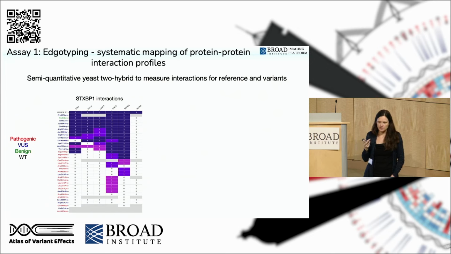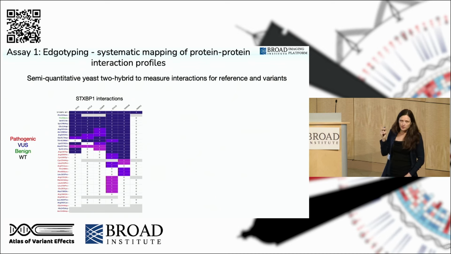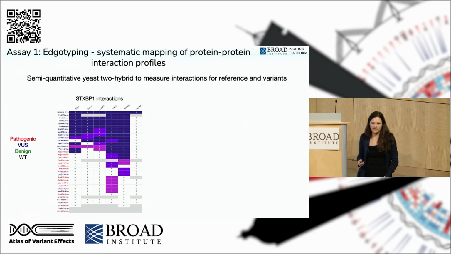And so we're overexpressing the protein. We're seeing what are the top proteins that it normally interacts with, the reference version of the protein, and then making a bunch of different variants, as you can see here, and measuring how that changes the impact. So that gives you a basic view of how that looks.